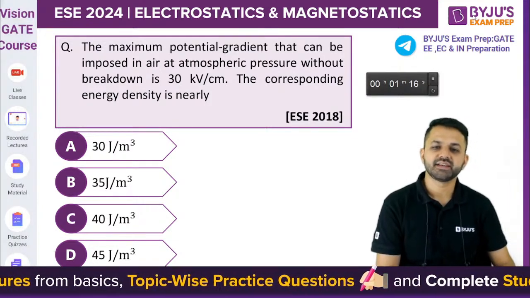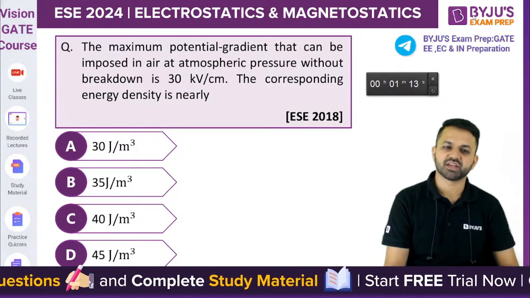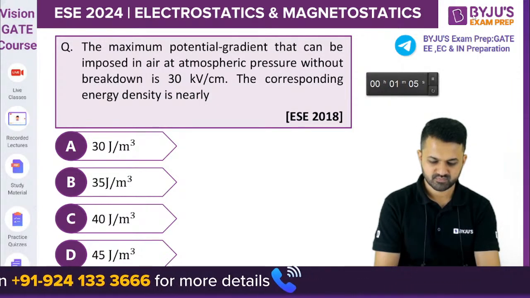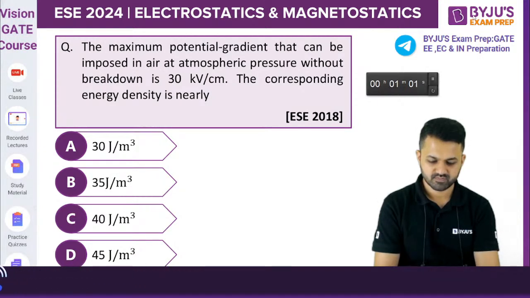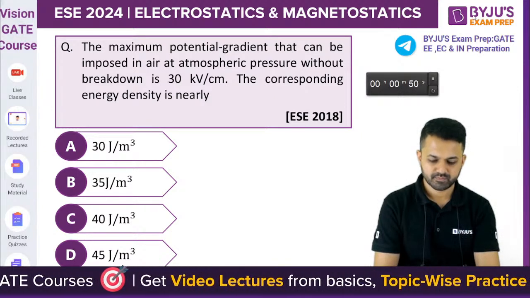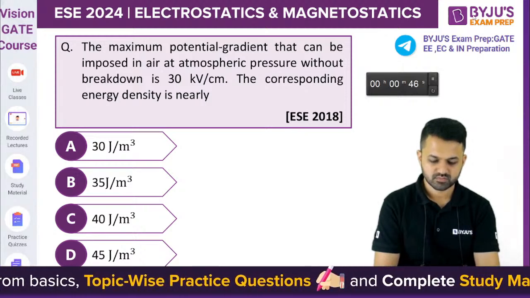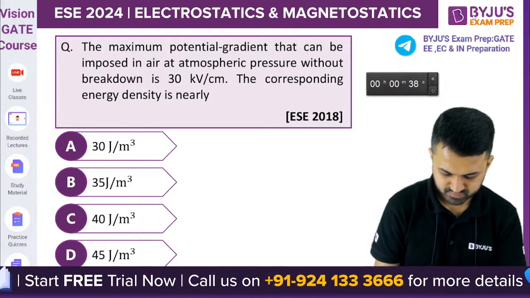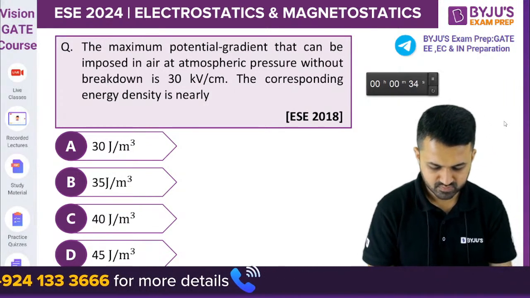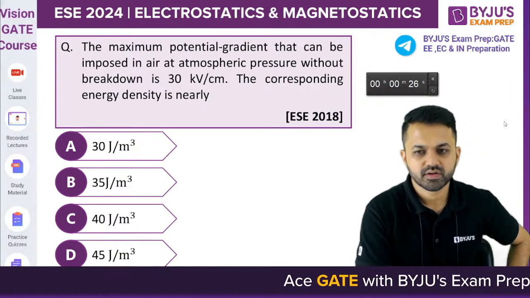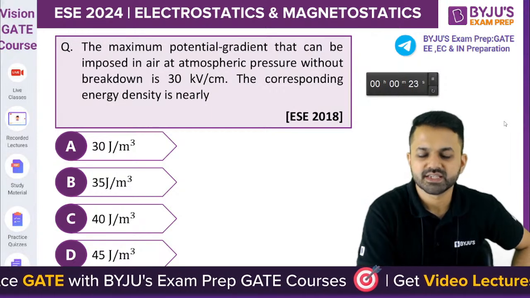The maximum potential gradient that can be imposed in air at atmospheric pressure without breakdown is... Last 20 seconds. We need the energy density. How do you define the energy density, guys?